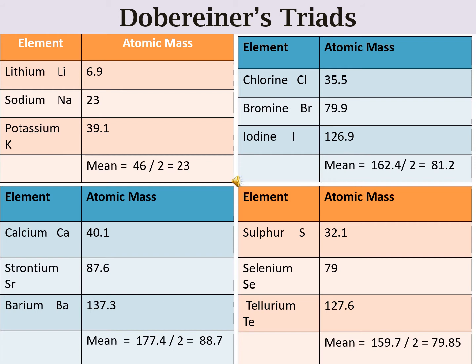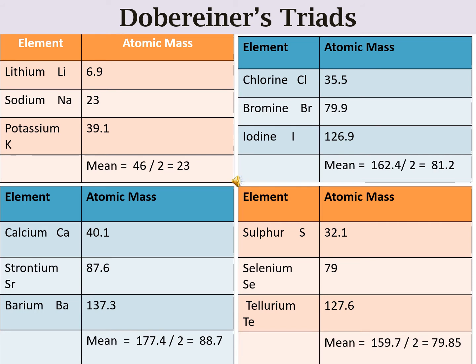Right. So here we have Dobereiner's triad. We have taken 4 examples in this slide. We shall begin with the very first example, that is lithium, sodium, potassium. So this forms a triad, that is a group of 3 elements: lithium, sodium and potassium. The next column gives you the atomic mass of each of them.